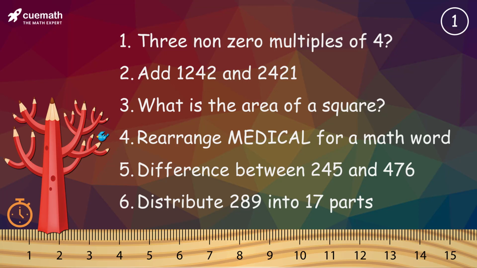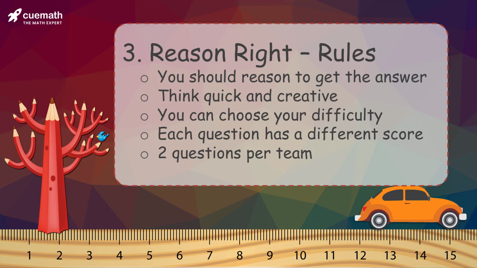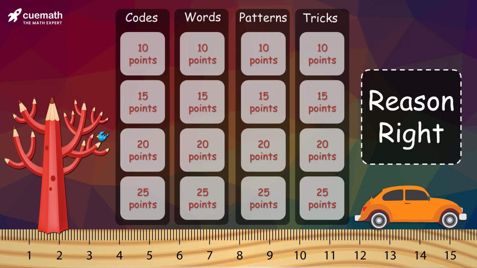From the questions page, click on this button to go back to the index slide. When all the teams have completed this round, click on the round 3 button to go to the next round. Just like the previous round, discuss the rules and move on to the index slide.